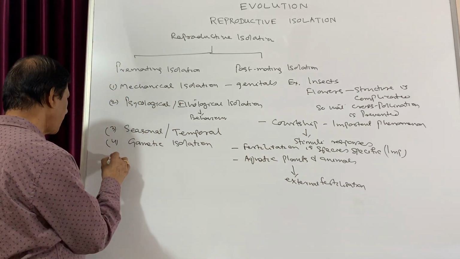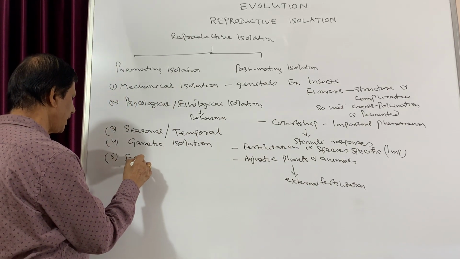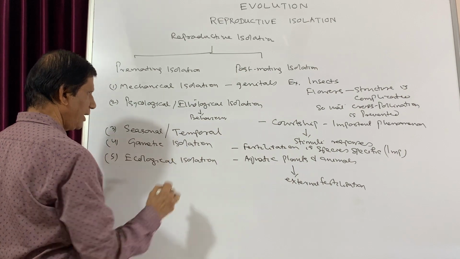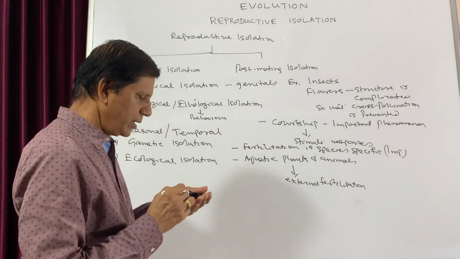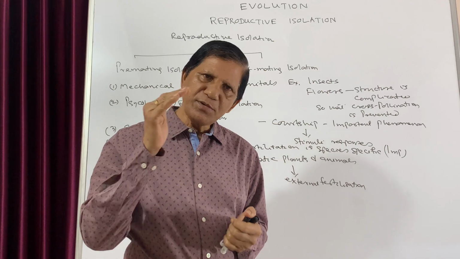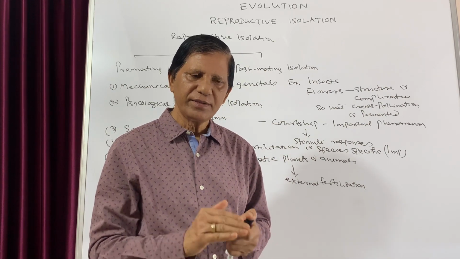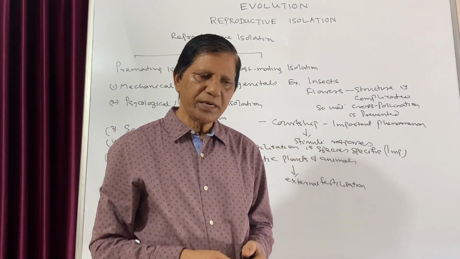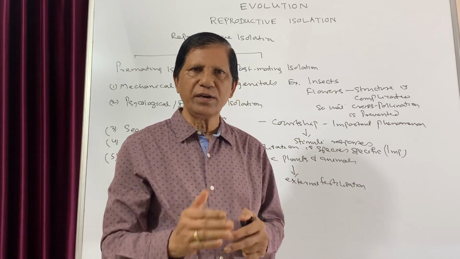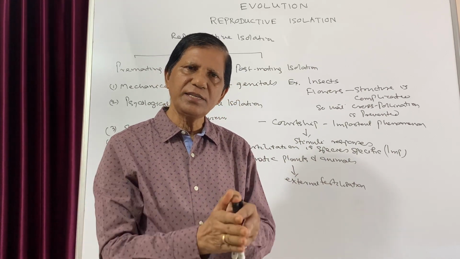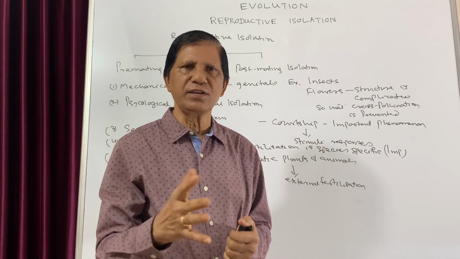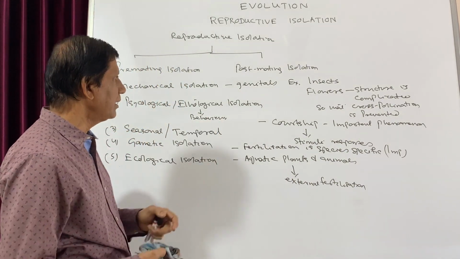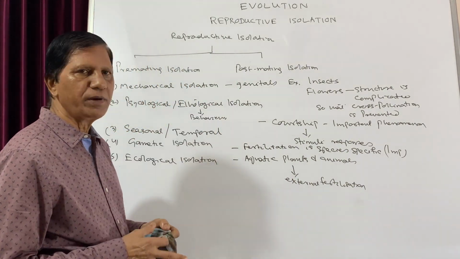And the fifth one under this category is ecological isolation. In ecological isolation, the organisms may be in the same geographical area, but they live in different habitats. Suppose there is a big geographical area, but some are located in one habitat, while others are located in another habitat. So that is ecological isolation. In that case, breeding is not possible. So these are the 5 types of pre-mating isolation. Now let us come to the second point, that is post-mating isolation.